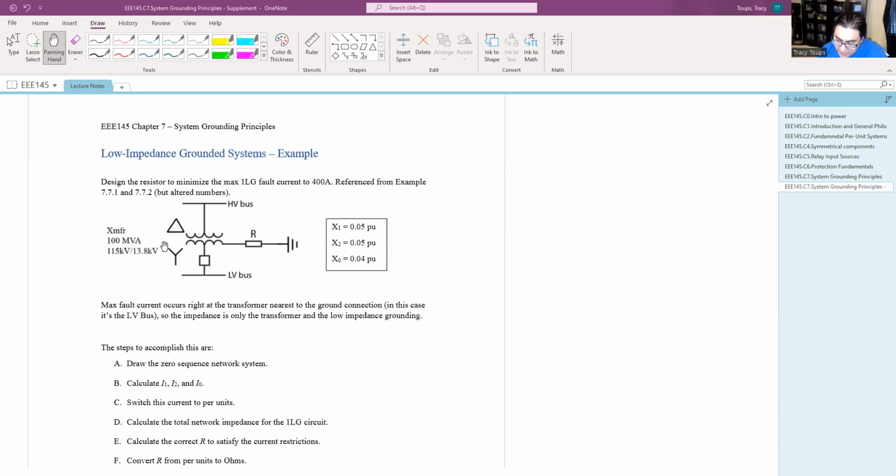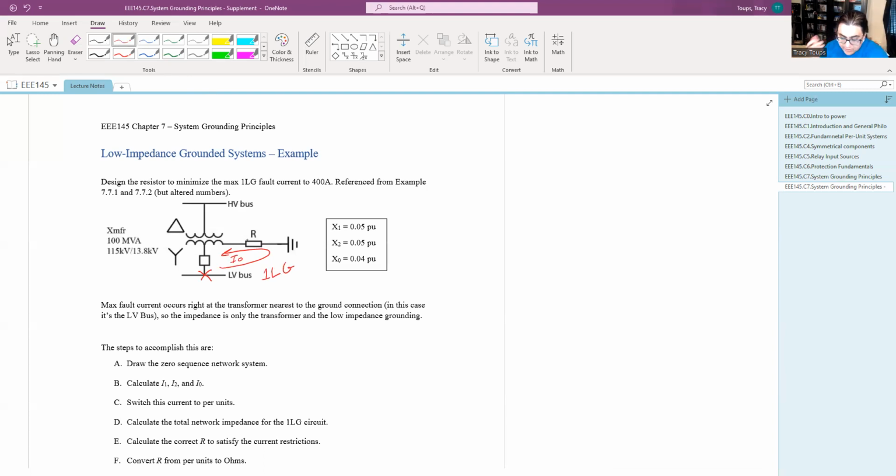Okay, so we have a low impedance grounding system here, right? We have a transformer. We want to put a resistor here to limit the fault current to 400 amps. This transformer has X1, X2, X0 impedances that are given in per unit, with the base being 100 MVA and 13.8 kV on the low voltage side. We're going to put a fault right here, and then ask ourselves how much current is going to be flowing through the ground circuit. This is for a single line to ground fault.